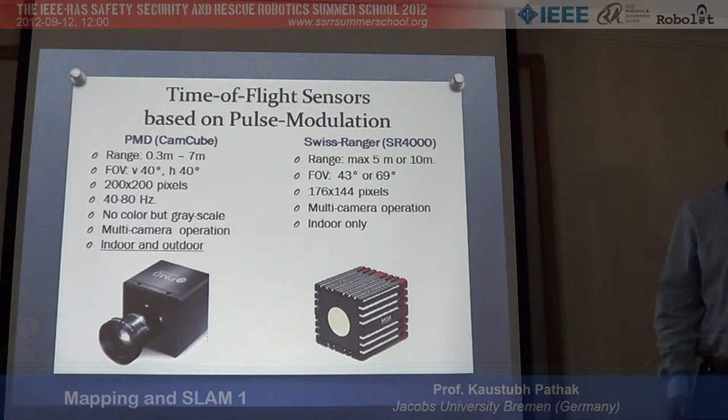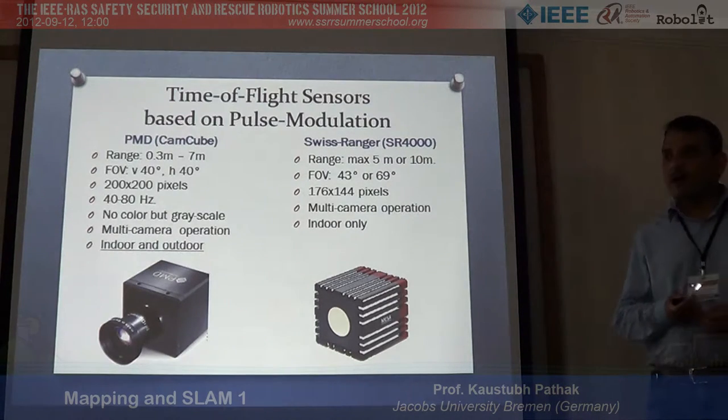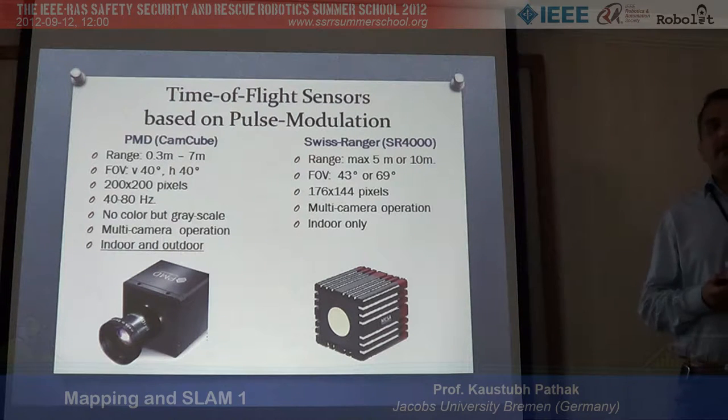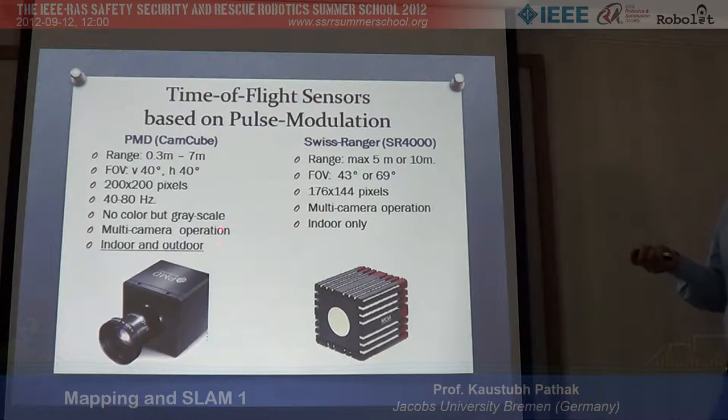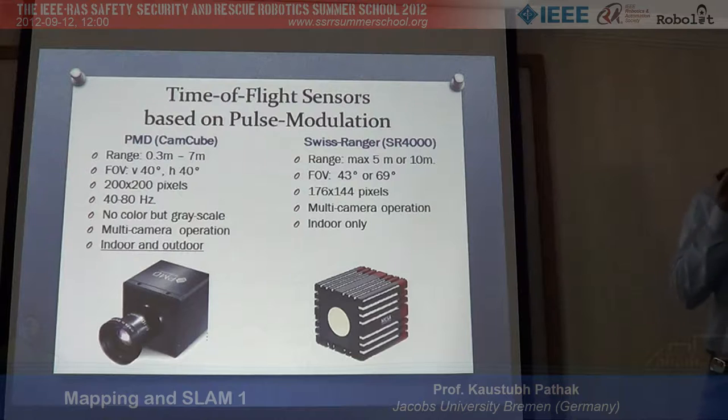Then we have the time of flight sensors. In particular, I'm going to talk about the PMD and the Swiss Ranger. They used to be quite popular before Kinect came along. So the Kinect and Asus typically cost like 160 euros, whereas these here, they cost a couple of thousand. The range here is a little bit better. So they have a smaller minimum range and a larger maximum range. The field of view is quite similar to Kinect. The resolution is smaller than Kinect, so 200 by 200, whereas Kinect is like 640 by 480. The frame rate is a bit higher than Kinect.